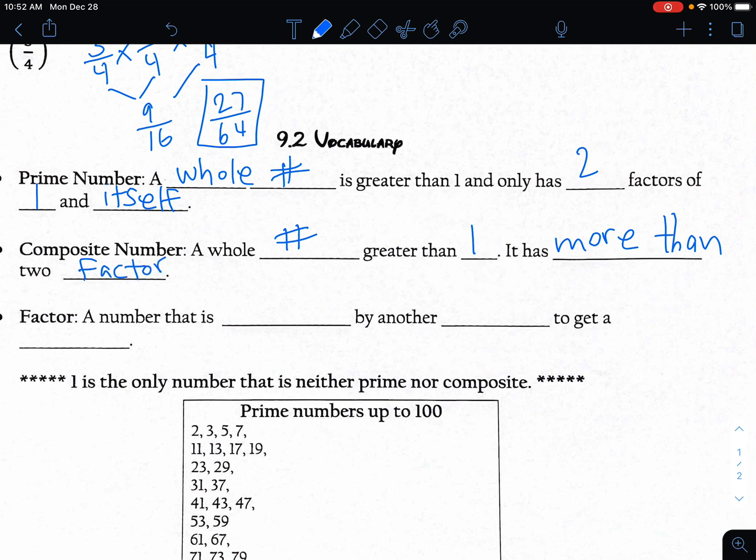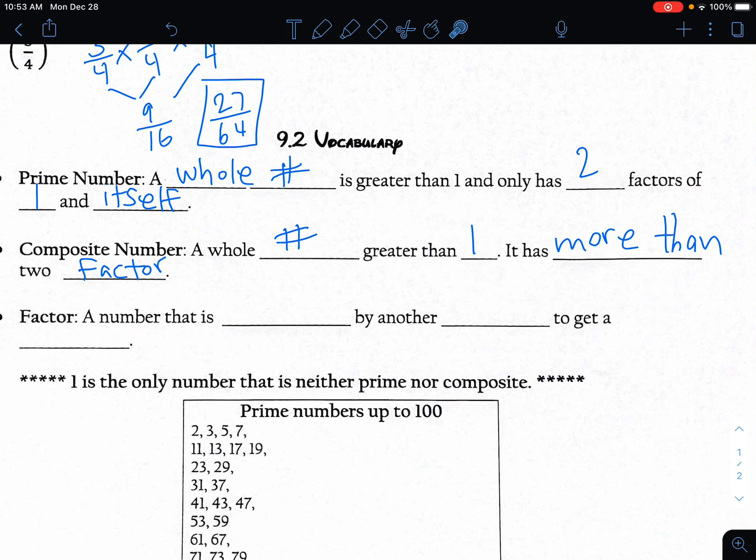And remember, a factor is a number that you could divide another number by. For example, 10 has many factors. You can divide it by 2, you can divide it by 1, you can divide it by 5, you can divide it by 10. Whereas a number like 5 only has 2 factors. It could be divided by 5, and it could be divided by 1.